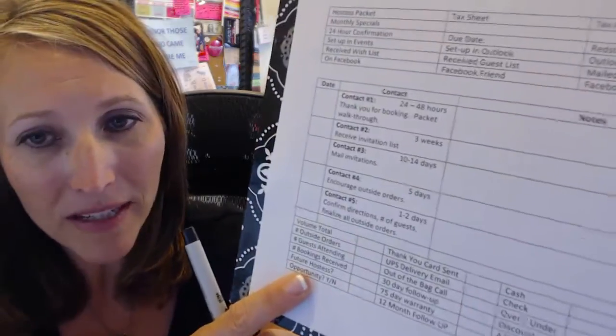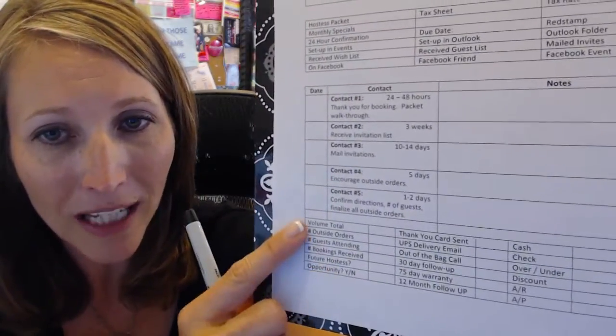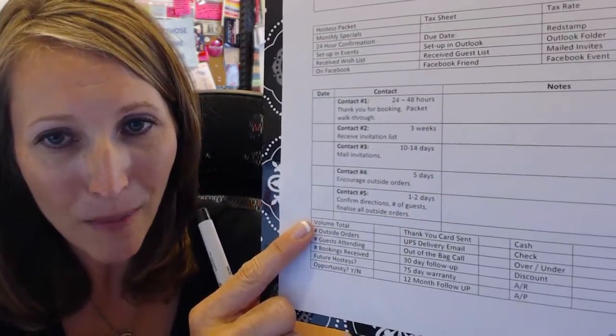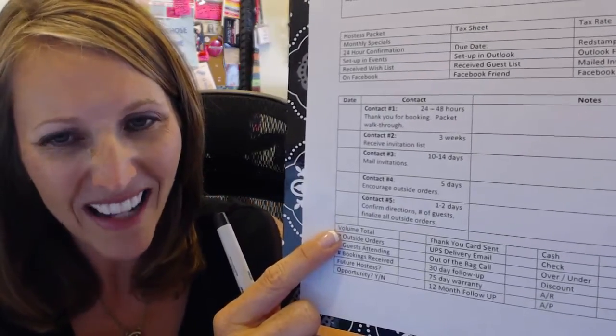Once the party has happened, this is where this section comes into play. So it's a pretty big section down at the very bottom where I keep up with the volume. How much was that party? I want to know what that is. That's the amount that I'm going to get a paycheck on. So I keep up with that.